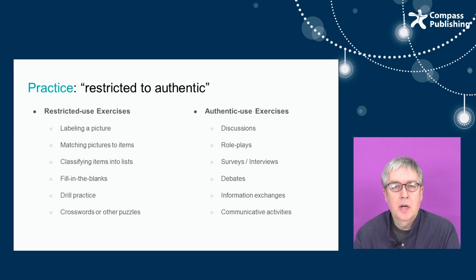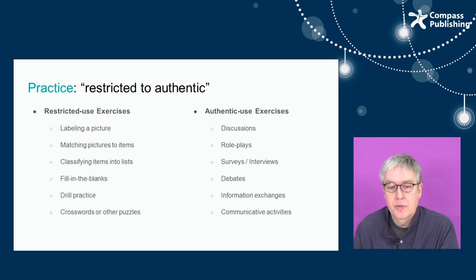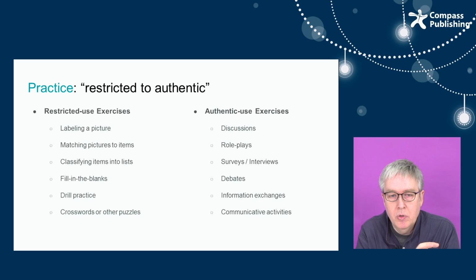We also talked about different kinds of practice that you can do, moving from more restricted use activities, where the language is very controlled and predictable, to more authentic use activities. Restricted use activities would be things like labeling a picture, matching pictures to items, classifying items into different lists, filling in the blanks, drill practice, crosswords or other word puzzles like word finds. After they've done a little bit of restricted use, you would move to more authentic use, like discussion questions, role playing, surveys, interviews, debates, information exchanges or communicative activities. So using both kinds of practice, first restricted and then authentic, gives them opportunities both to use the words in a controlled environment and to express their ideas.